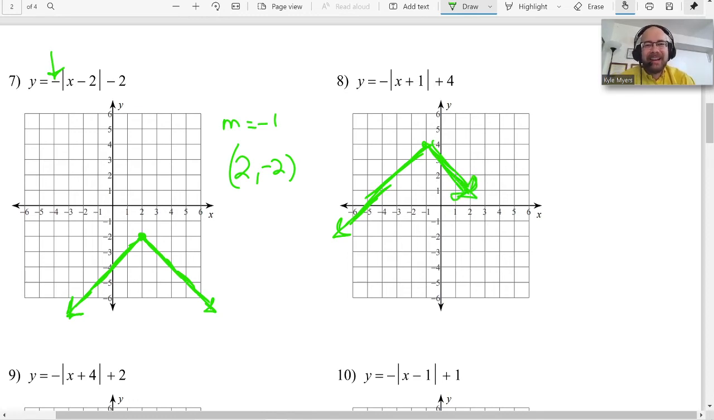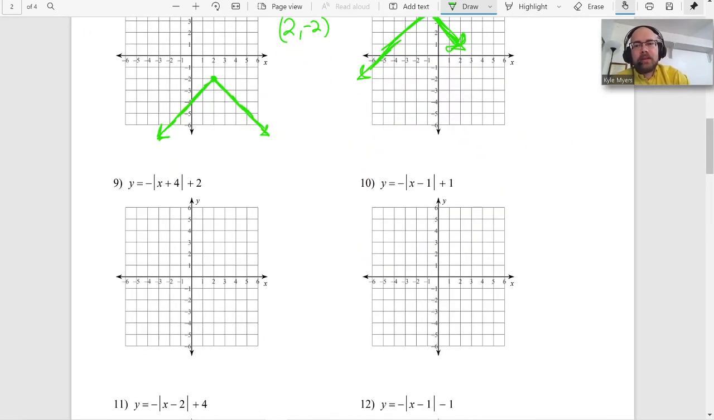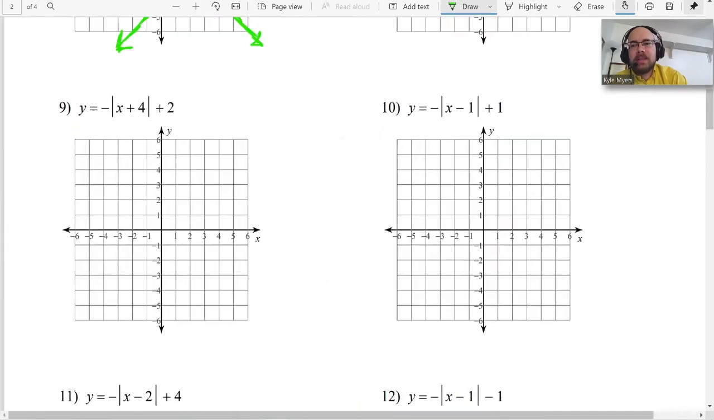That's a terrible looking arrow. I don't know what that is. So yeah, you don't have to have the arrow go all the way outside the graph necessarily, as long as it, you know, touches at least like 3 points or so. Then you're probably fine. All right, next two, looks like we have negative 1 slopes again.